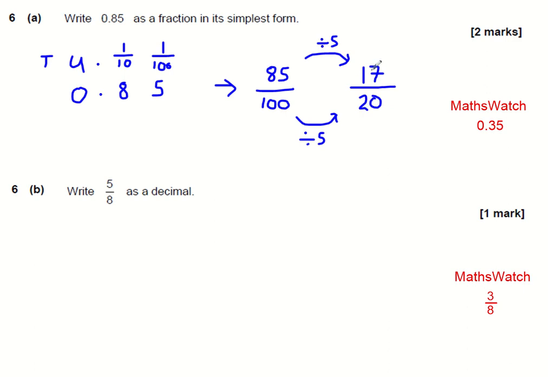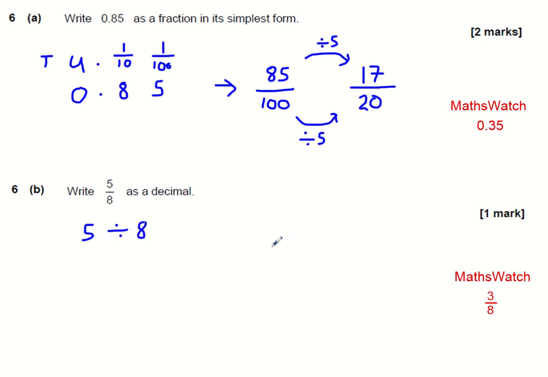Now, speaking of being able to do divisions without a calculator, that's what you're going to need to be able to do for part B. Write 5/8 as a decimal. Well, when you've got a fraction, that line literally means divide. That question is asking you to work out the answer to 5 divided by 8 without a calculator.